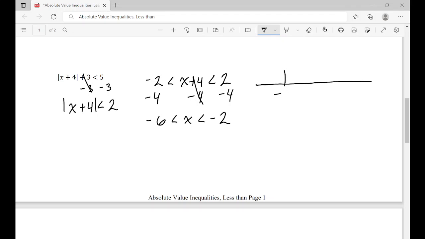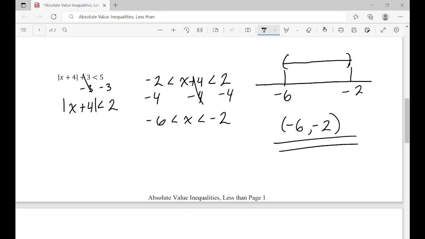Graph it, negative 6 to negative 2. And it's going to be parentheses, parentheses, and draw a line between the two. And so my interval notation will be negative 6 to negative 2, all in parentheses, and there's that.